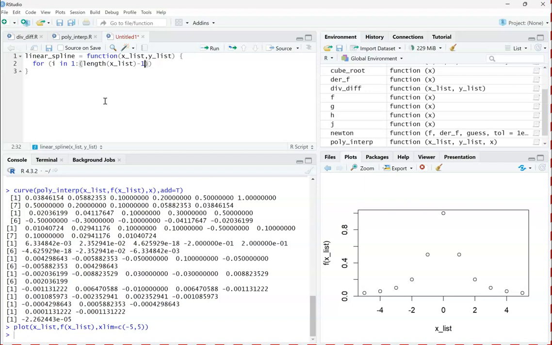If I do 1 to the length of X list, and then put a minus 1 on the end, it subtracts 1 from every element in the list. It creates the list and then subtracts 1, rather than subtracting 1 from the last, how far the list is going to.